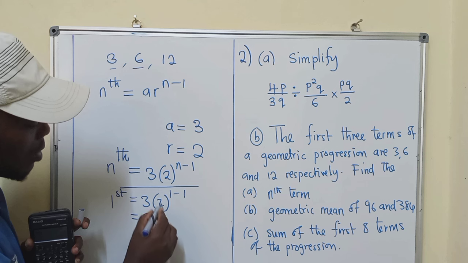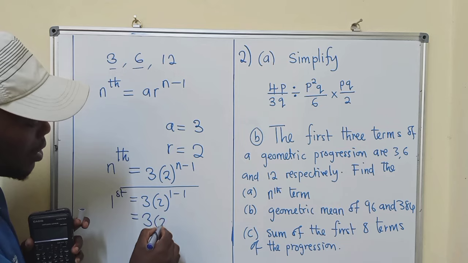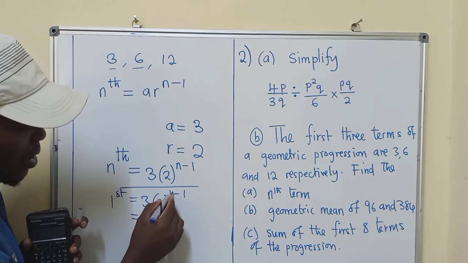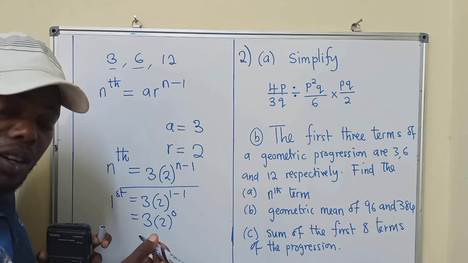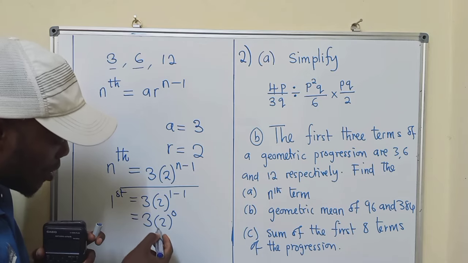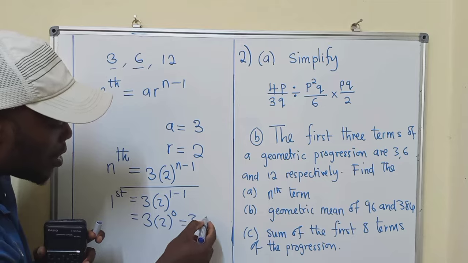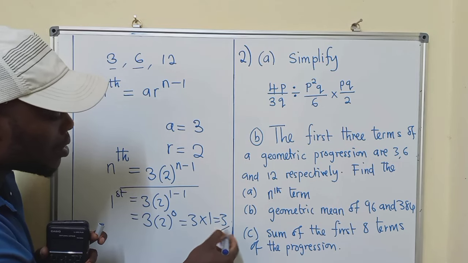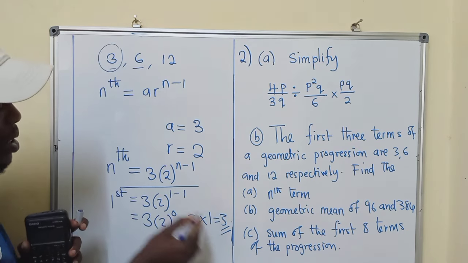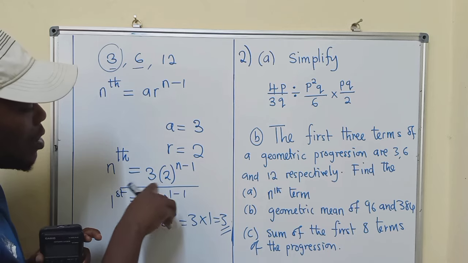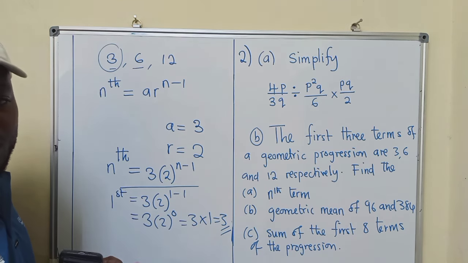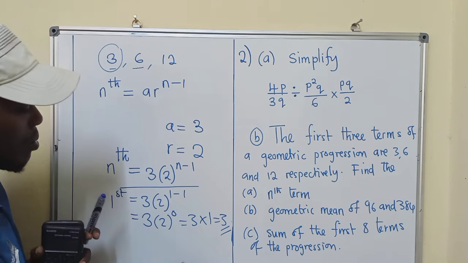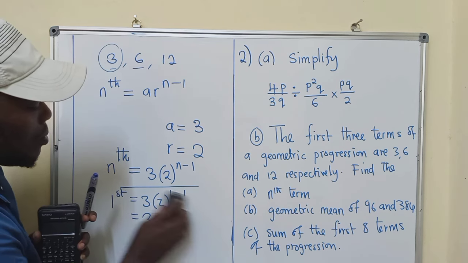Here, it's power what? It's power 0, isn't it? And for the laws of indices, anything to the power 0, it's a 1. So this will just give us a 1. So it will be 3 times a 1, which is just a 3. And this is the first term, you see? So now this is the formula we'll start using to find the different terms. Is it understood now?